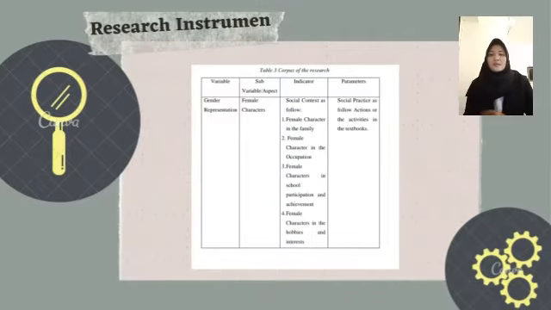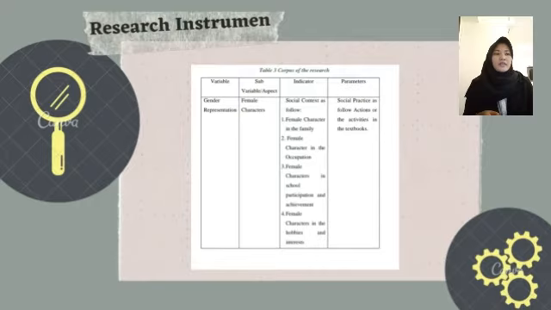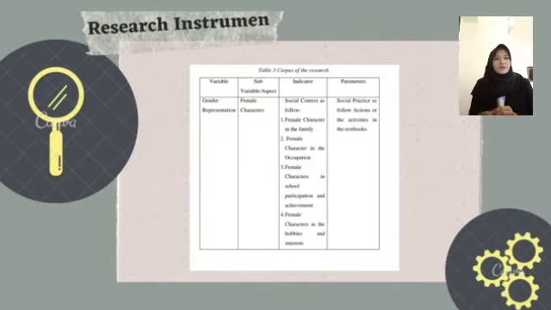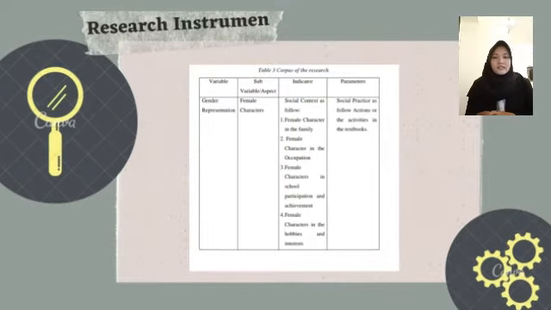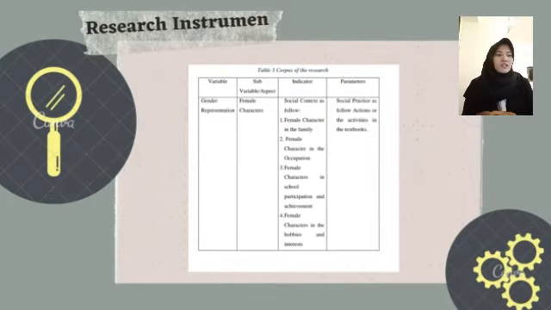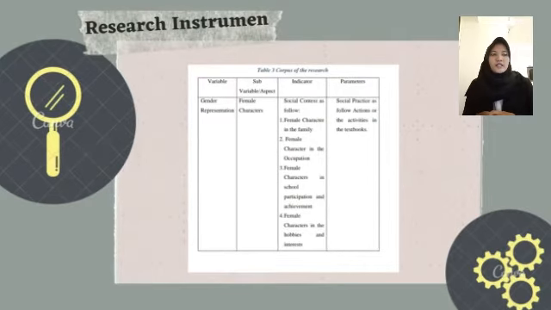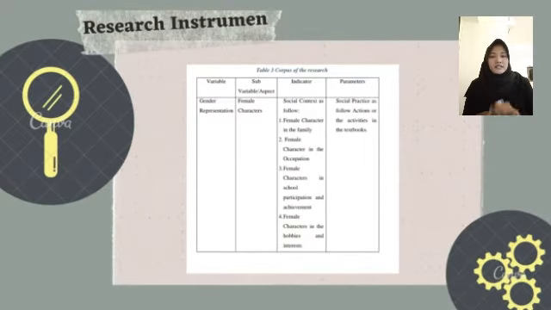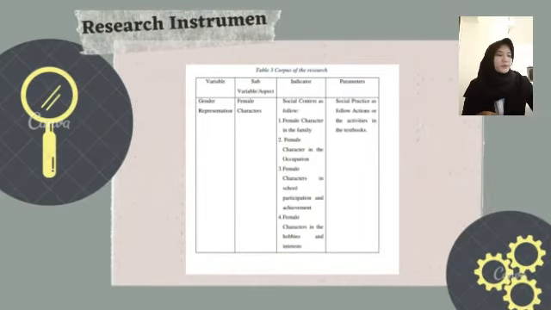For the research instrument, the variable is gender representation, with the aspect being the female characters. With the 4 contexts, there are female characters in the family, female characters in occupation, female characters in school participation and achievement, and the last is female characters in hobbies and interests. Each of these contexts will be analyzed by the activities of the female characters in the textbook.